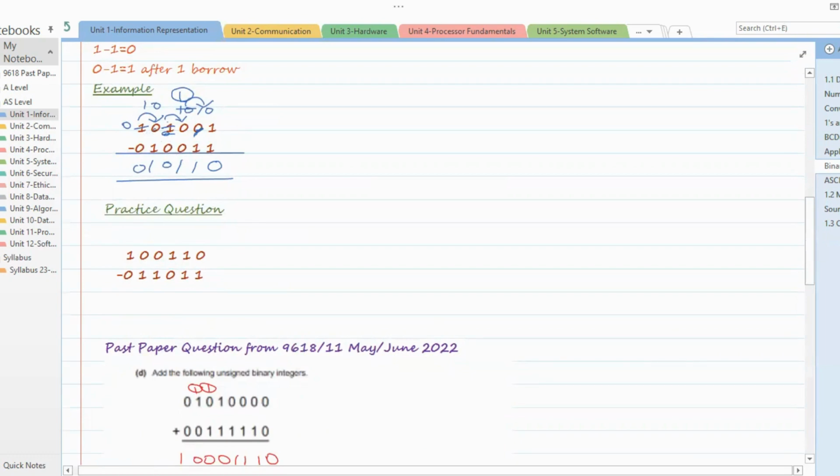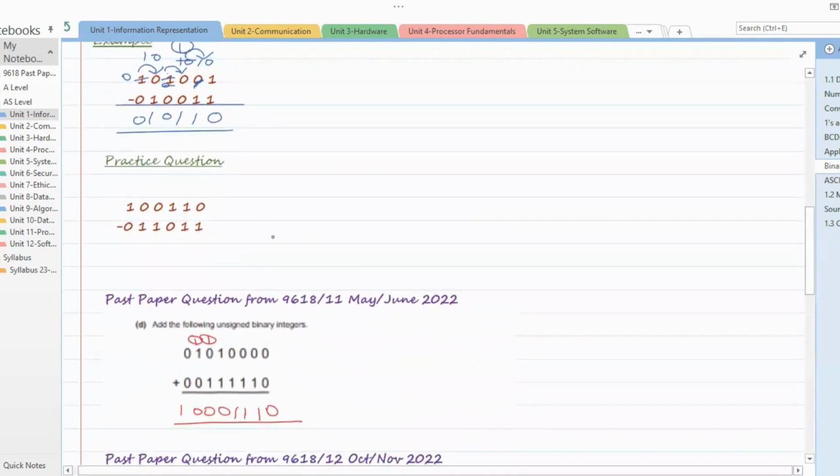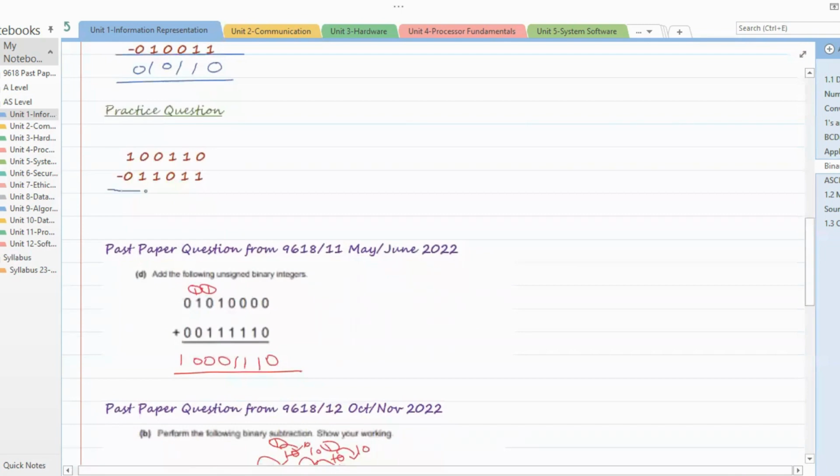Now here again 0. So I have to borrow from here. So I'll borrow from this and this because I have borrowed from here. So this 1 will become 0. And this 0 will become 1, 0. So 1, 0 minus 1, 1. 0 minus 0, 0. So this is my answer, right? Okay. Now, there is one practice question for you. You can solve it. And then you can compare your answers, right?